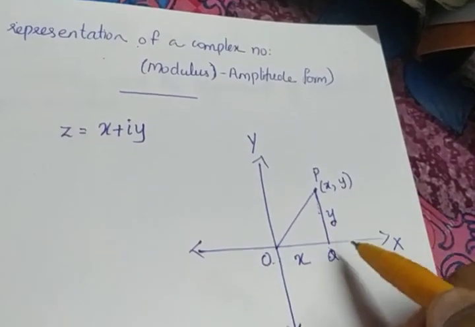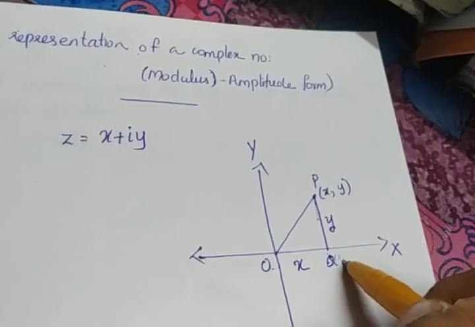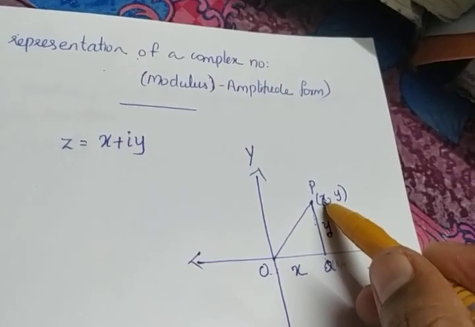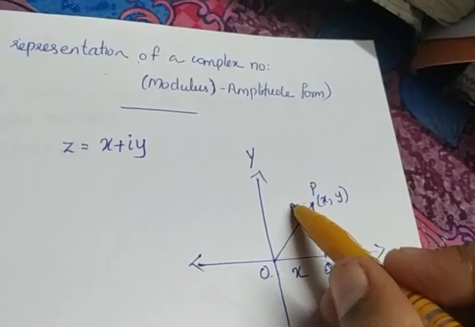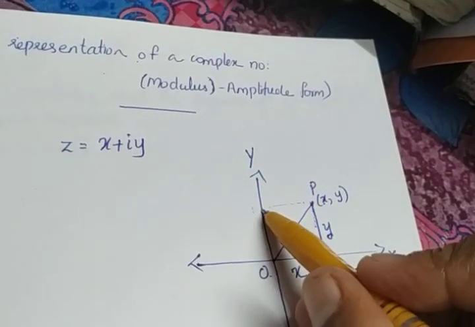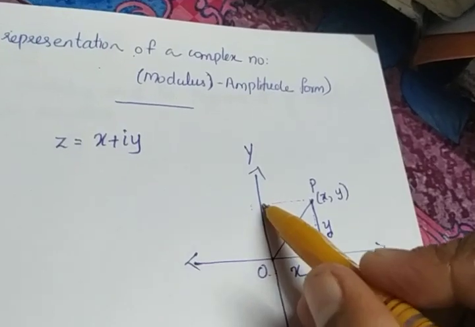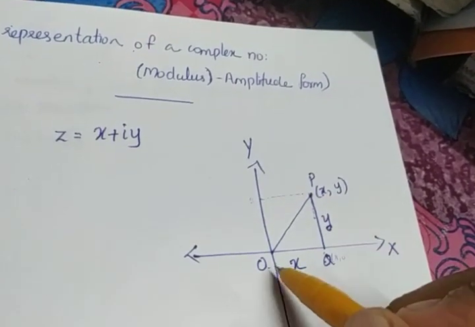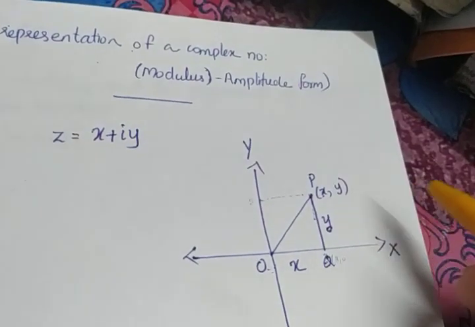Do you know how? This point will be x comma 0. That is the reason why the x coordinate of P becomes x, isn't it? Similarly, the corresponding y coordinate will be y. So that means the distance from the origin to this point will be the same as PQ, which is equal to y. So OQ is x and PQ is y.